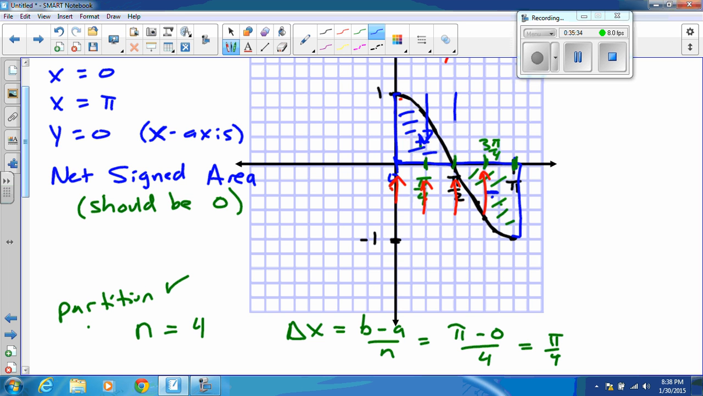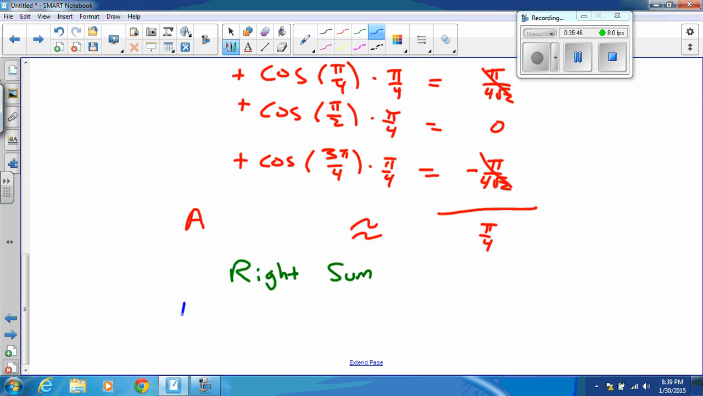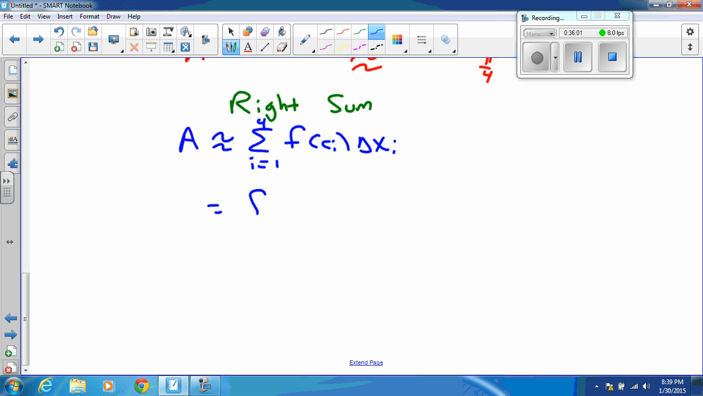Well, in that case, my partition is exactly the same. The x values that form my partition are exactly the same, but the c sub i's that I choose are different. Instead of choosing the x's on the left, I'll now choose the x's that are on the right, here, here, and here. And therefore, for the right sum, I would say that my area, which is the sum from i equals 1 to 4 of f of c sub i times delta x sub i. I don't get tired of writing that form because it reminds me of what I'm looking for.